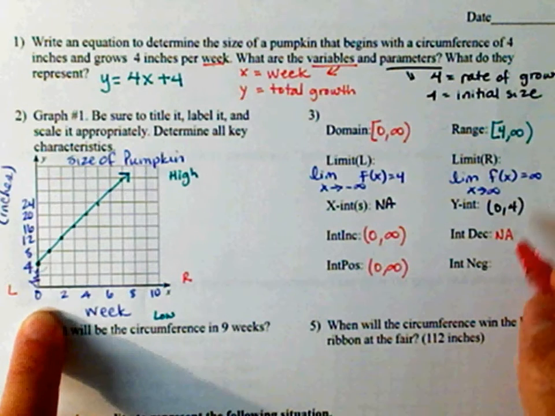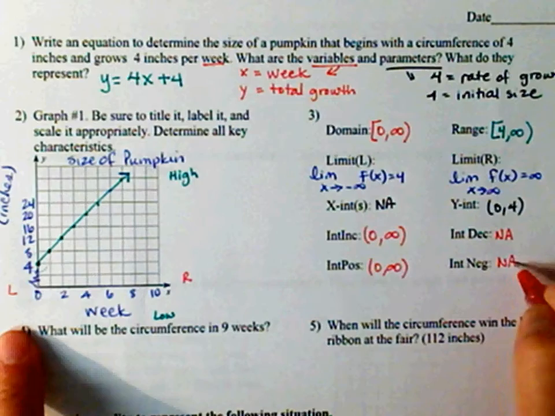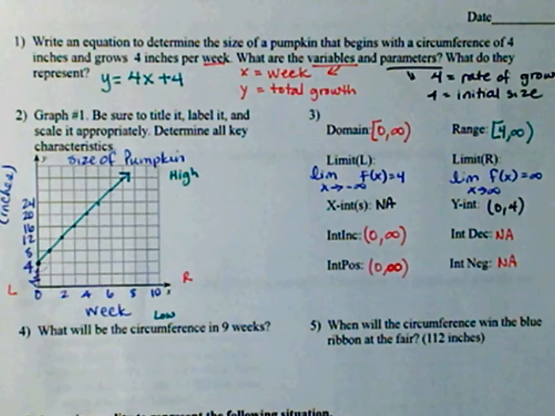Is it ever negative? Do you see anything down here in the negative region? No, so this graph does not apply. So let me rewrite that infinity sign there. Okay, so there you have your analysis of the graph.